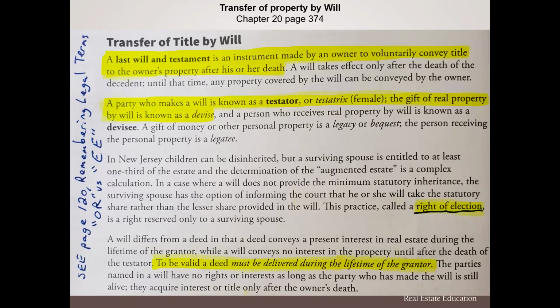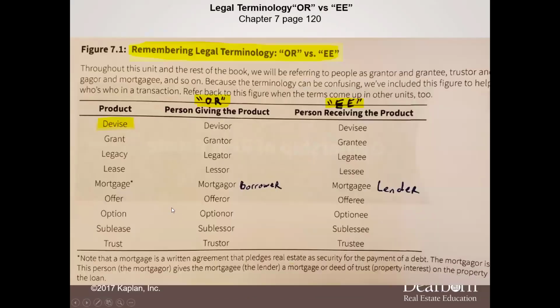All right, so as you can see on the left-hand side of this slide, I have a little notation there about how in chapter 6 or chapter 7, wherever page 120 is, we're going to be going over understanding legal terminology, the words that end in OR versus EE that I spoke about a couple slides ago. We're going to go over that chart in a moment, but here's what it looks like on that page. Okay, that's going to be in chapter 7.